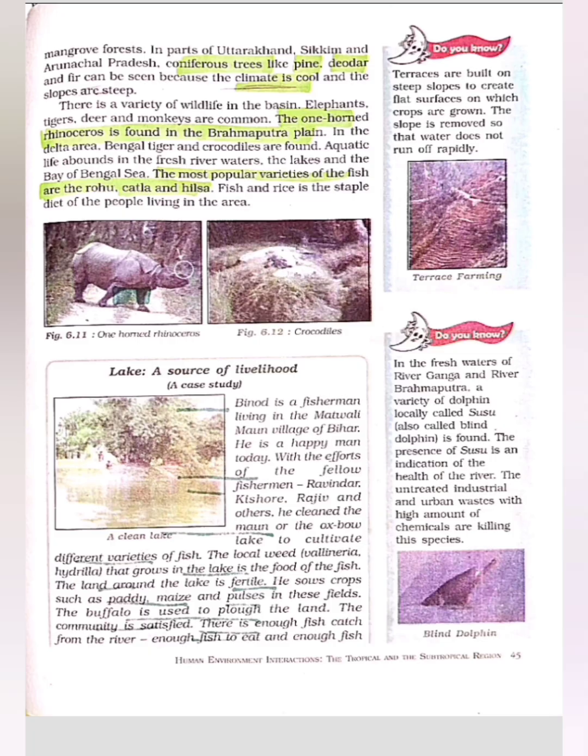The most popular varieties of fish are rohu and katla, and hilsa are also found in the waters of the Ganga Brahmaputra basins. Fish and rice are the staple diet of the people living in the area, and they are the staple food because they are commonly found in the region due to the basin. Agriculture is also fertile due to the fertile soil, so they easily get fish and rice. You may see in the figure the one-horned rhinoceros and the crocodiles.